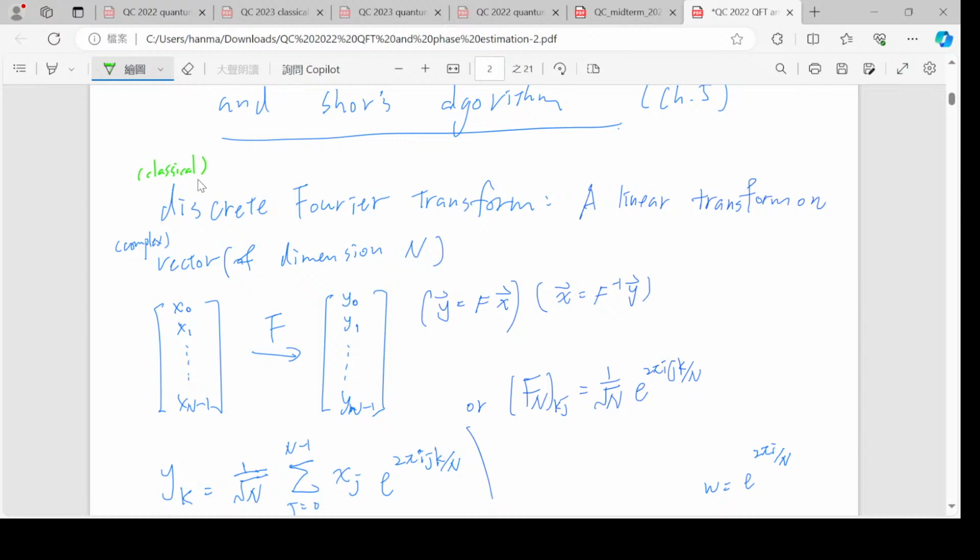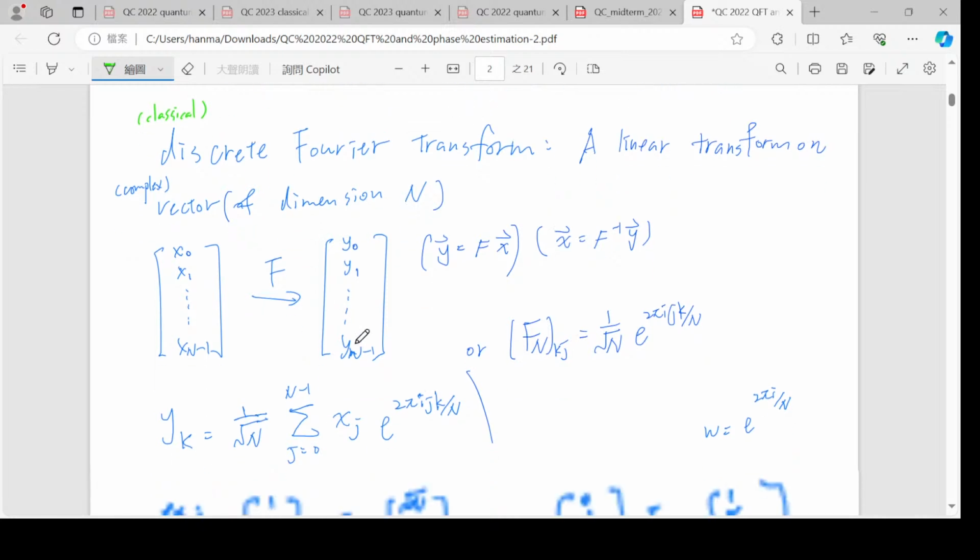And for now, we are just thinking about classical information processing. So we have a vector of whatever classical data, okay? So it's an n-dimensional vector, x0 to xn minus 1. And there is this Fourier transform thing that people like to do a lot. That will transform this x0 to xn minus 1 vector to another vector, y0 to yn minus 1.